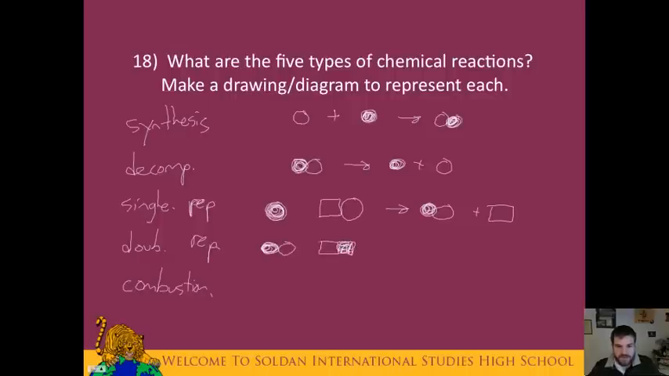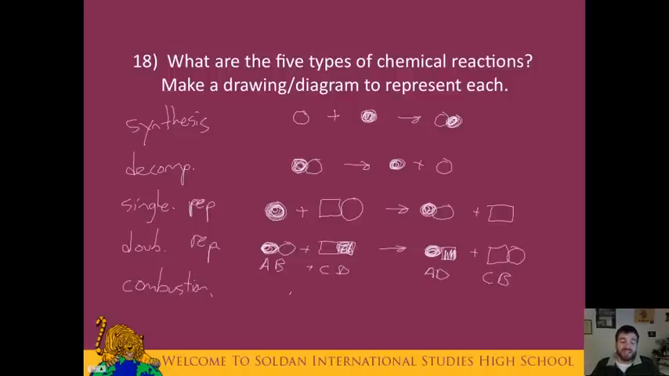Notice in this one we've got two compounds. In single replacement we had an element plus a compound. So here, this is going to switch and now bond with the filled-in white square, and the open square will be with the open circle. I like to think of this as AB plus CD, and so now A is with D and C is with B.